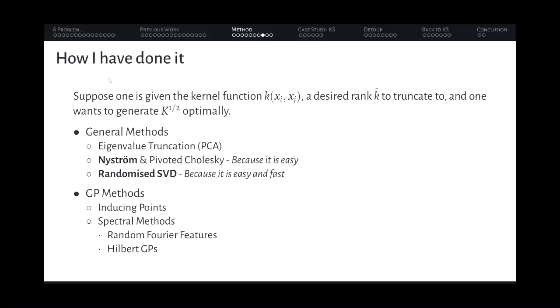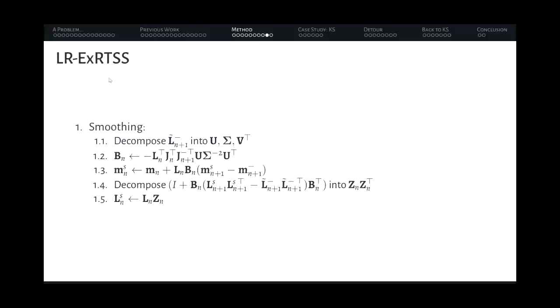The ones that I'm using, I just use these two because they're easy and they're fast. I'm not going to elaborate on it. Okay, so what's the algorithm look like?